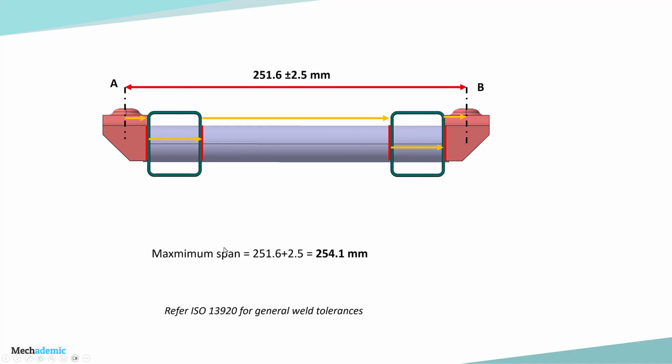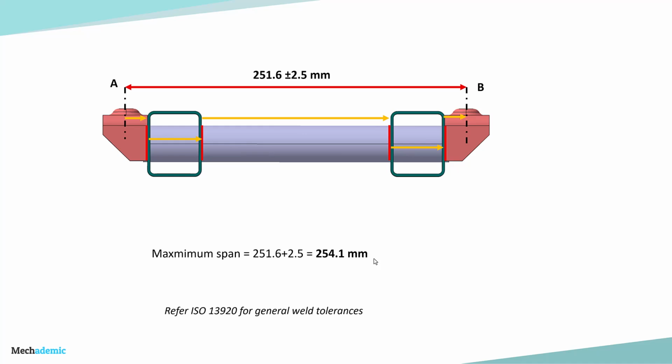and we can calculate the maximum span by adding this 2.5 mm to 251.6, which is 254.1 mm. So in the worst case, the maximum span which can occur between A to B for these two mounting brackets will be 254.1 mm. This is the absolute worst case scenario, considering the weld distortion to be plus or minus 0.25 and the assembly tolerances and part tolerances as shown.